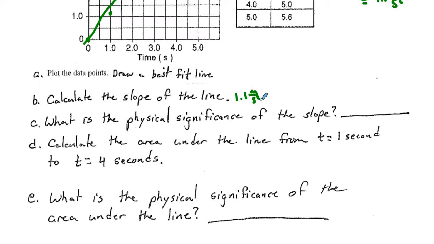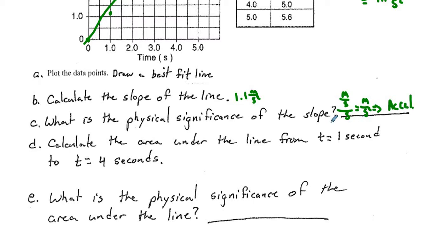What's the physical significance of the slope? Always use the units to help you out in order to answer this. We have a meter per second over second, which of course is a meter per second squared, which is a unit of acceleration. So the slope represents the acceleration of the graph.